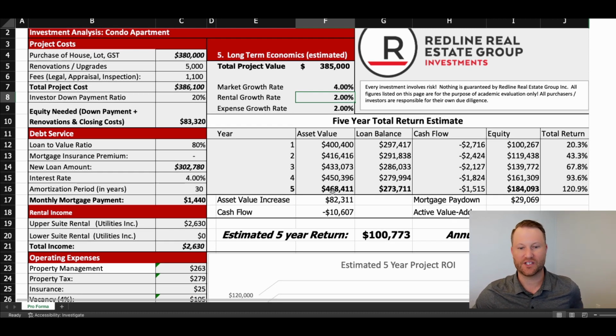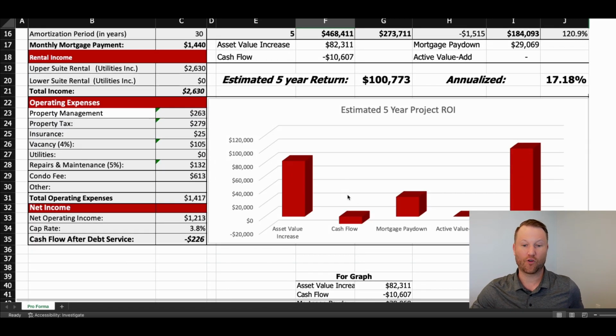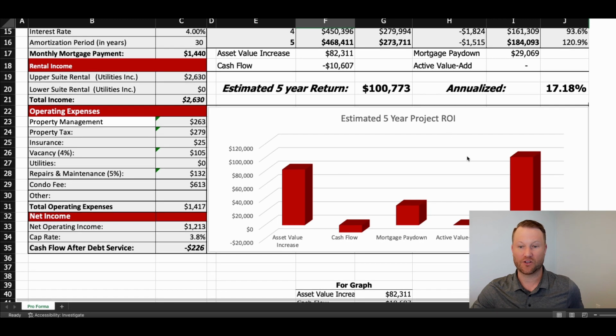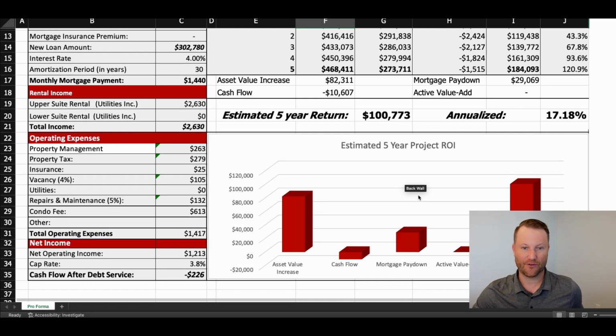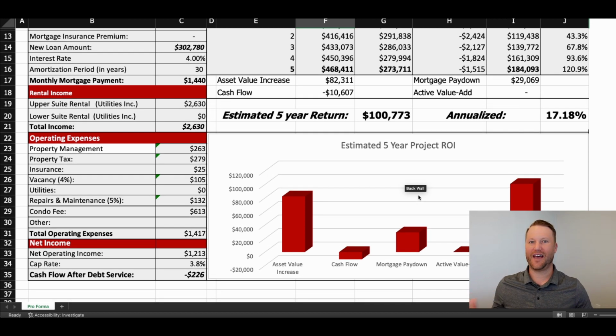You can see here the profit centers, 82 grand out of asset value increase, good healthy mortgage pay down. We have negative cash flow, so we're feeding into this each month, which means that our overall return here is still going to be good, still $100,000 as long as prices continue to appreciate over that time frame. Okay, so I hope that you found that valuable. I know that this was an intense video with a lot going on here, but you can really see all of the different factors that you need to consider if you want to be a successful real estate investor in Canada. So lots of stuff to go through.